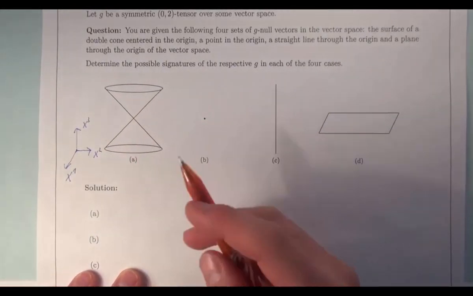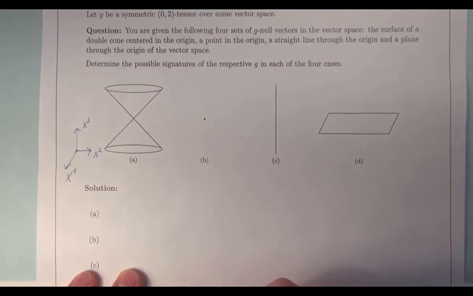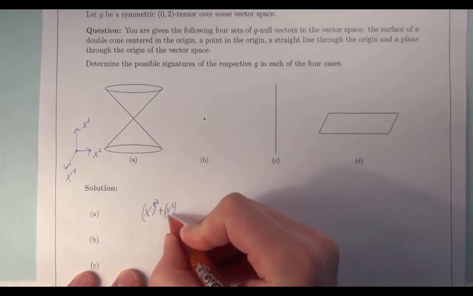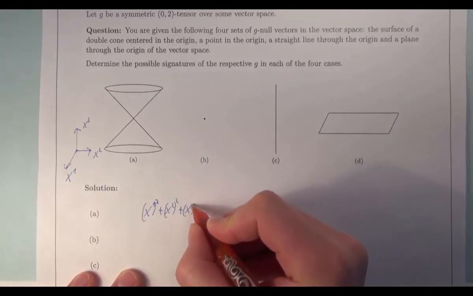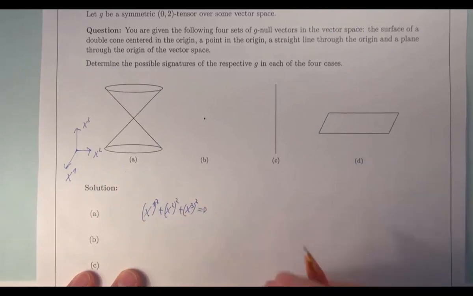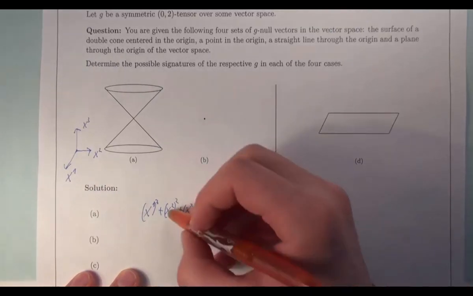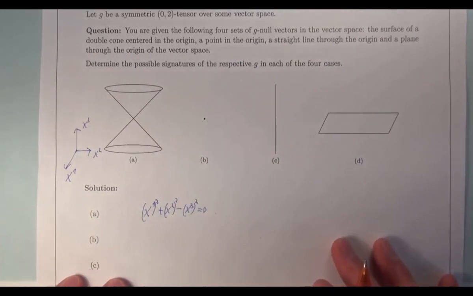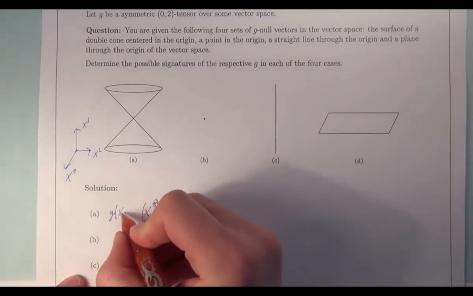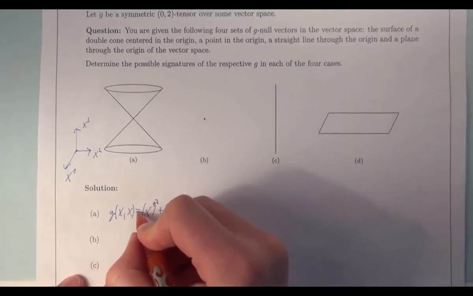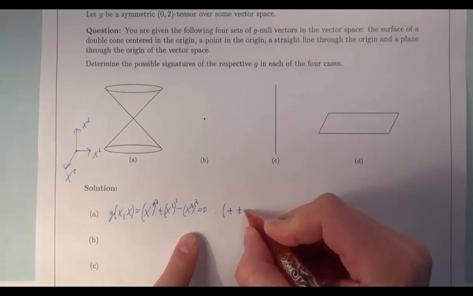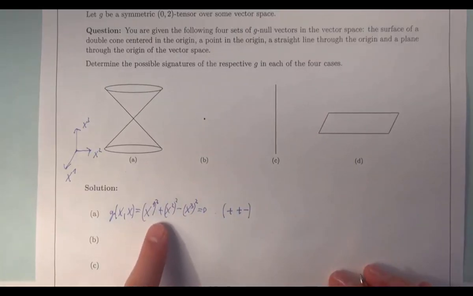Now we have to think about what is the equation for the cone surface. The equation for the cone surface is x1 squared plus x2 squared minus x3 squared equal to 0. This can be fulfilled by chi of x, comma x, in the following signature sense. We first take plus plus minus, which yields exactly that.